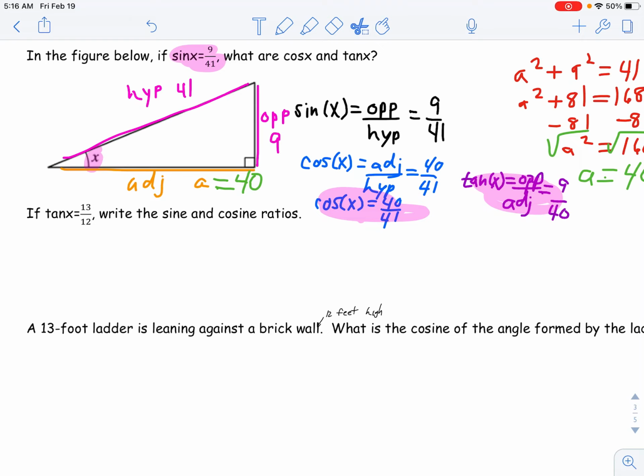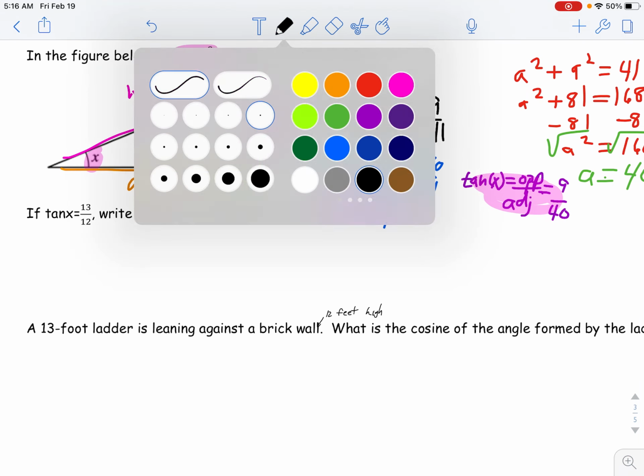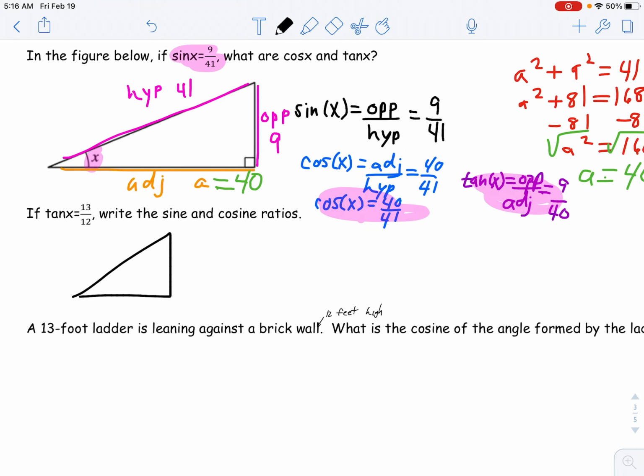Same thing. If tan of x is 13/12, write the sine and cosine ratios. What I would do here is draw the right triangle. You technically can do this without drawing one, but it's a good habit. We're given tangent, which is opposite over adjacent. With respect to angle x, the opposite side is 13 and the adjacent side is 12.